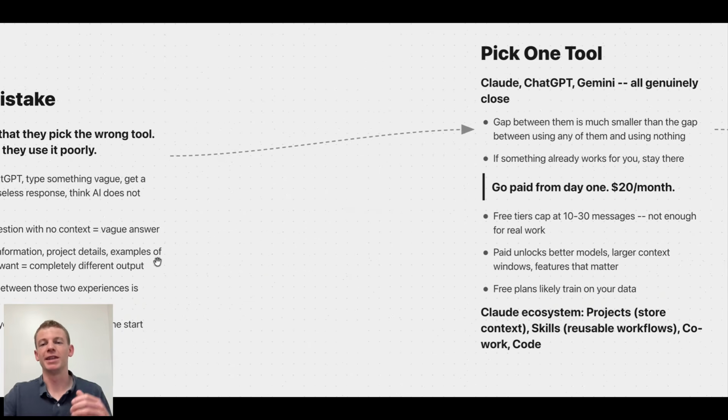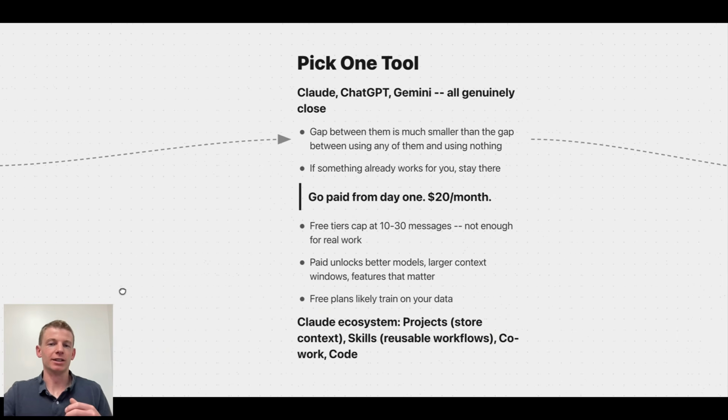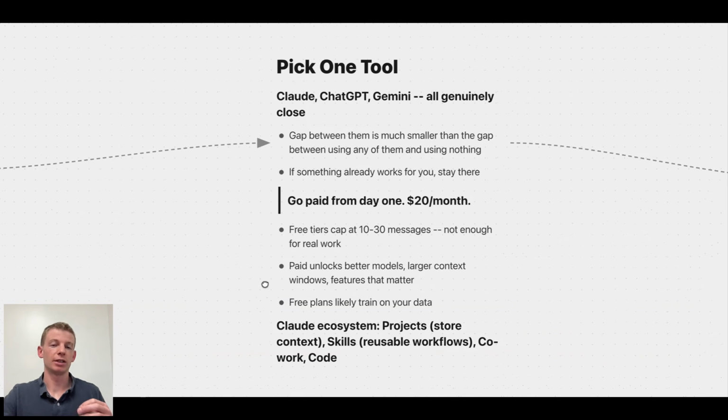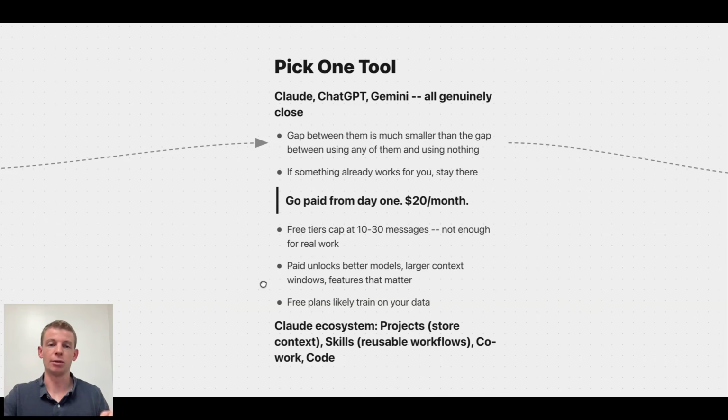With that, the easiest place to start is honestly just to start with one of the more broad, capable LLMs. If you're starting fresh and you're not committed to one already, I'd go with Claude. All of the top models are genuinely quite close in terms of the outputs, like Claude, ChatGPT, Gemini. They're all good. The gap between them is much smaller than the gap between using any of them and using nothing. So if you're already on ChatGPT and it works for you, then you can just stay there.